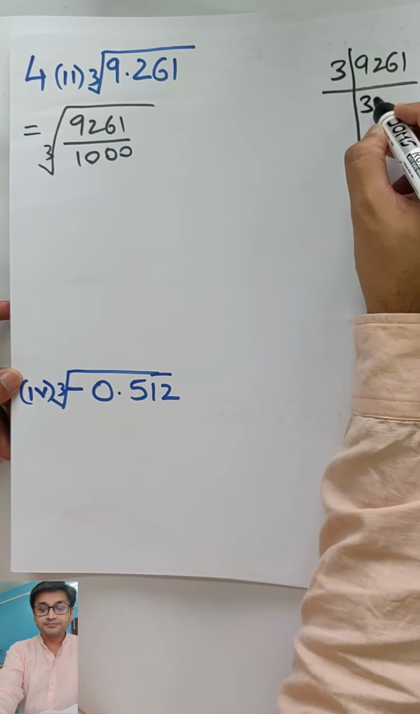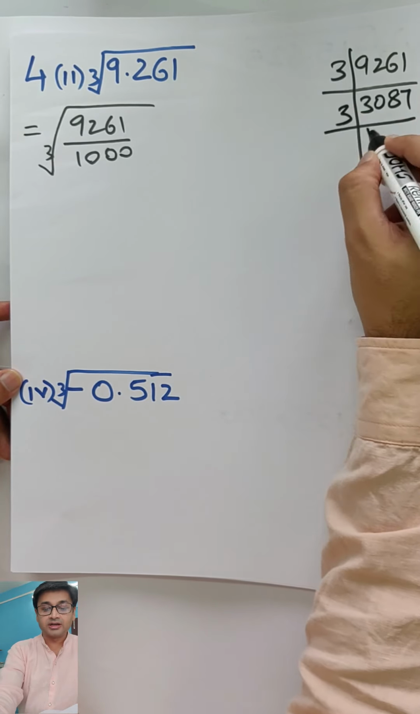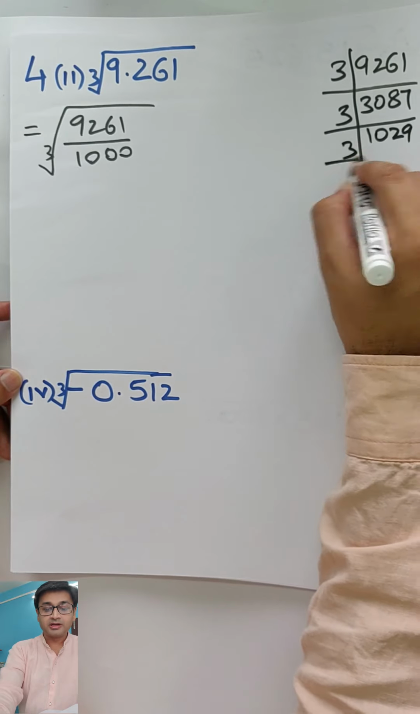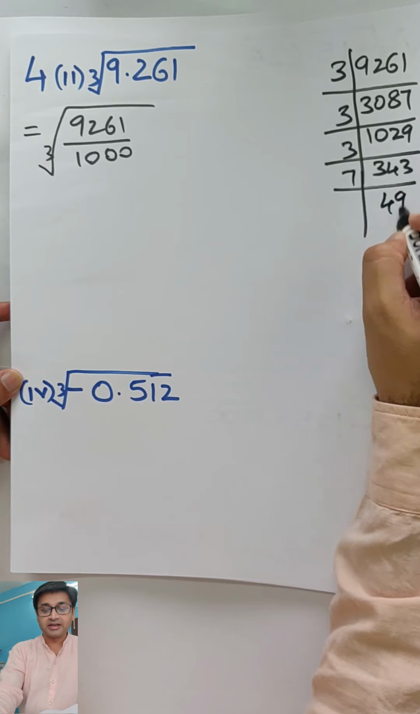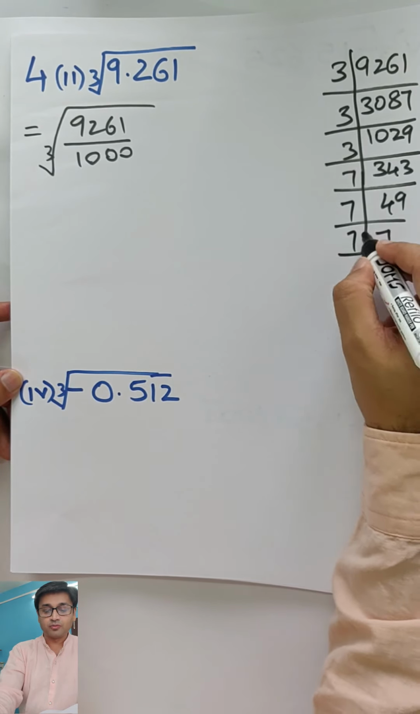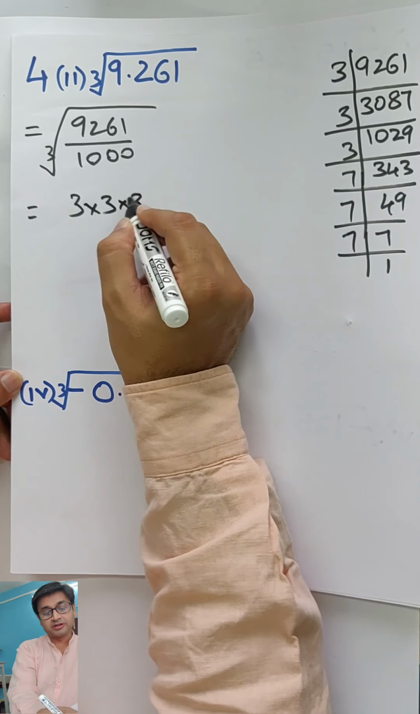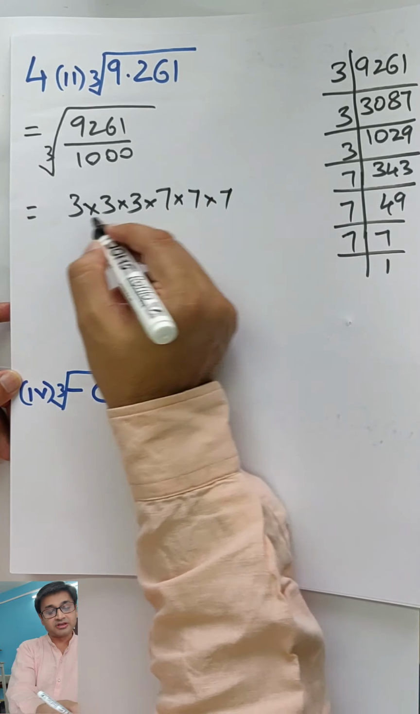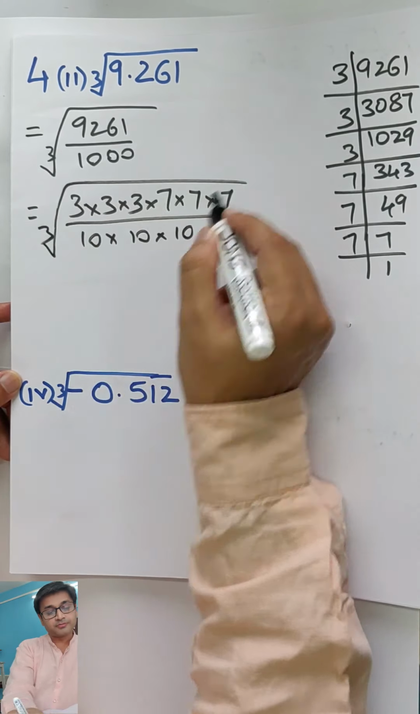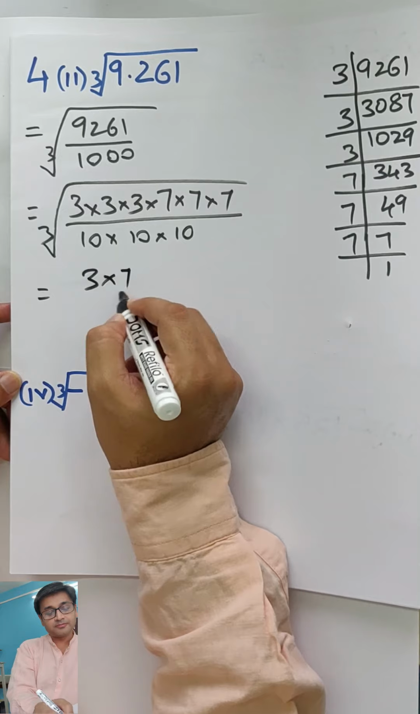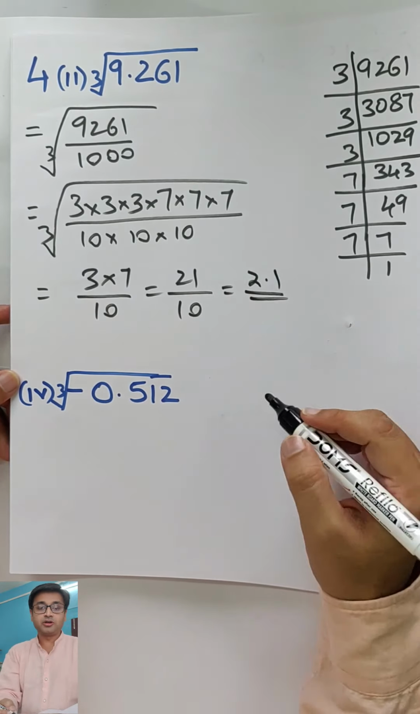So 3 3s are 9, 3 0s are 0, 3 8s are 24 and 7s are 21. Again 3 1s, 0, 2, 9. Again 3 3s are 9, 3 4s are 12, 3 3s are 9. And now for 7, 49, 7 7s and 7 1s. Right? So how are you going to present? 3 into 3 into 3, 7 into 7 into 7 upon 10 into 10 into 10, cube root. So 7 and 3 will come out and 10. So 21 by 10. So your answer should be 2.1.